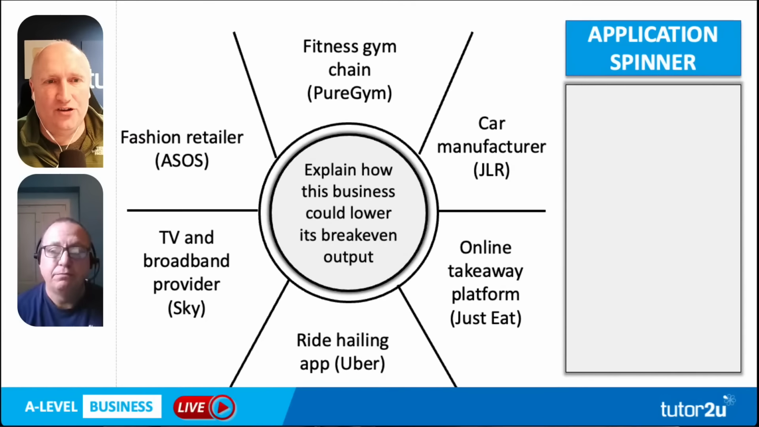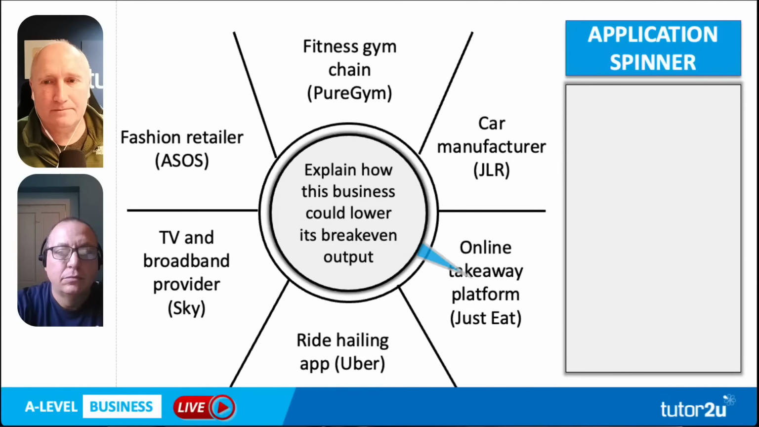Okay. So we've got 6 businesses there, and helpfully we've also described what they do. We've got a fashion retailer, ASOS, Pure Gym from the fitness market, Jaguar Land Rover, which we mentioned right at the start of this session despite the technical gremlins, Just Eat, Uber, and Sky. The question is: explain how this business could lower its break-even output. So we're looking for just a line in the live chat, and we'll try and put one on screen as well. An explanation as to how the specific business could lower break-even output, ideally using some application that helps root your answer in the business.